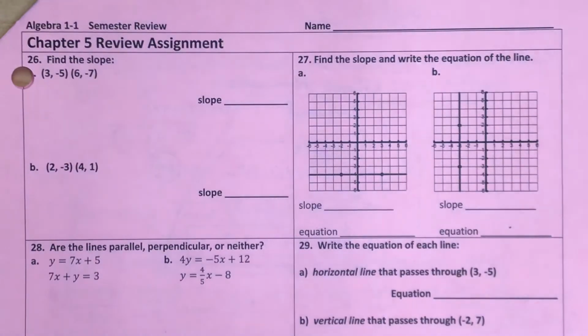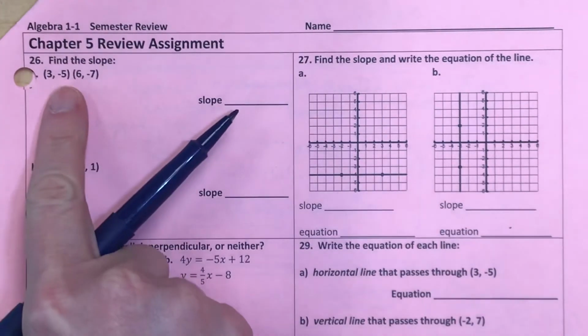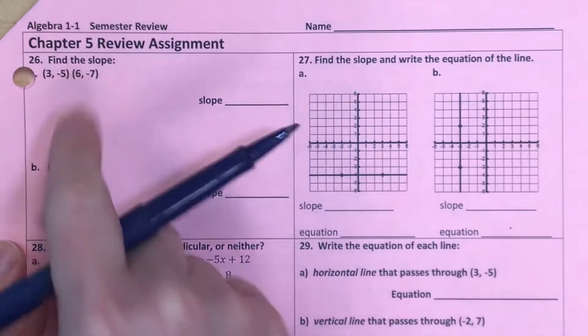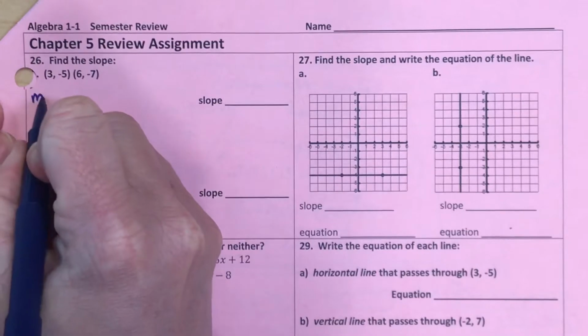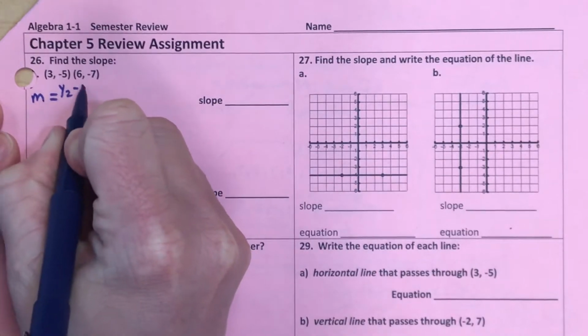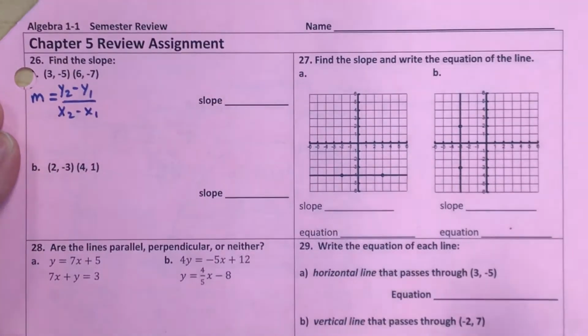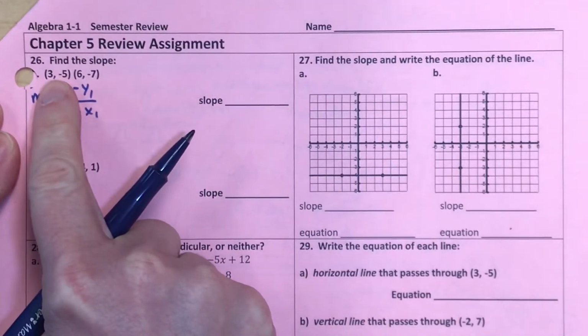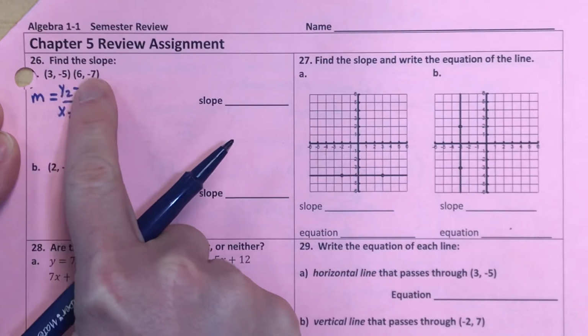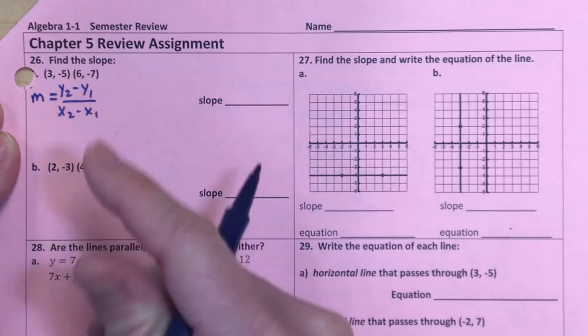So the first thing I'm going to do is talk about finding the slope. Now the slope of your two points is going to be with this formula here. M is equal to y2 minus y1 over x2 minus x1. And if you need to, label your points x1, y1, x2, y2, you might need to do that.